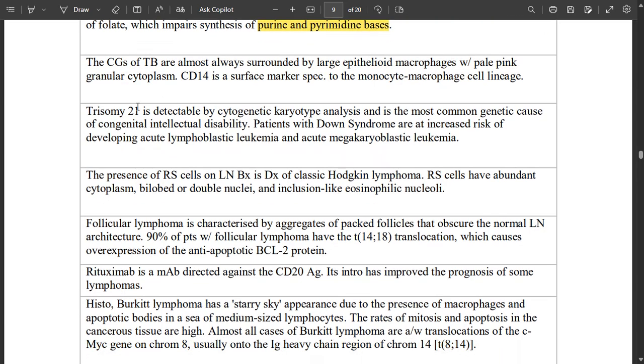All right. Trisomy 21, Down syndrome, is detectable by cytogenetic karyotypic analysis and is the most common genetic cause of congenital intellectual disability. Cytogenetic karyotypic analysis can be done to diagnose Down syndrome. Patients with Down syndrome have an increased risk of developing ALL, acute lymphoblastic leukemia, and acute M7, acute megakaryoblastic leukemia. Out of AML, M7 is the most common, and ALL is very common.